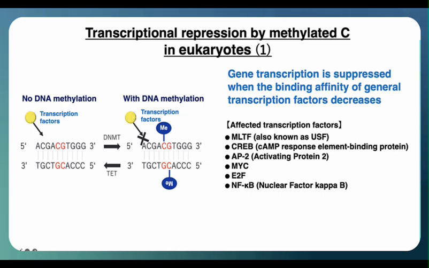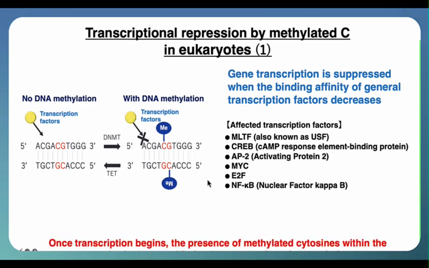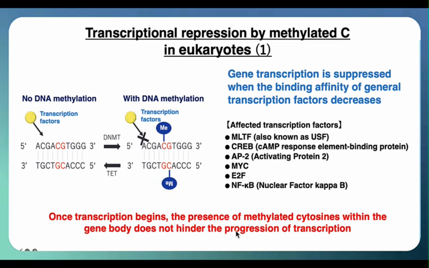I will now explain the effects of methylated cytosine on transcription. When cytosine in the promoter sequence is methylated, it reduces the binding affinity of transcription factors to the promoter, as shown here. This results in the suppression of transcription frequency. On the other hand, once transcription has started, the presence of methylated cytosine within the gene body does not hinder the progression of transcription.